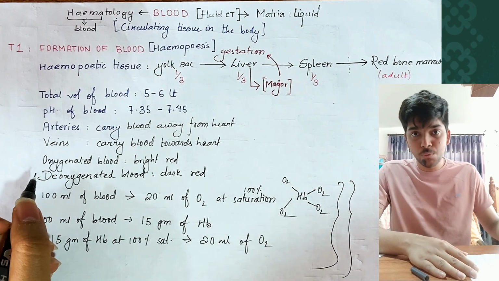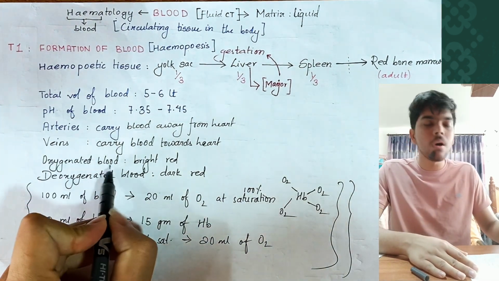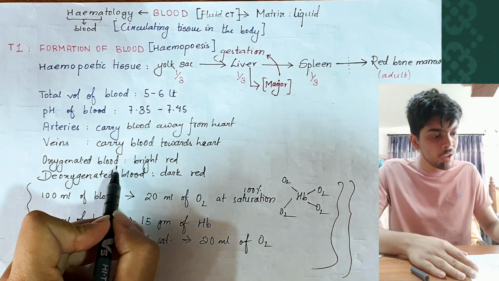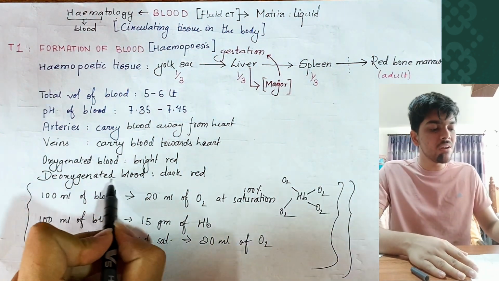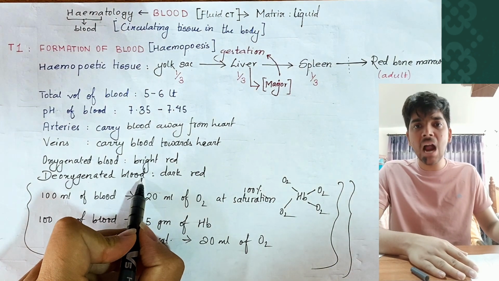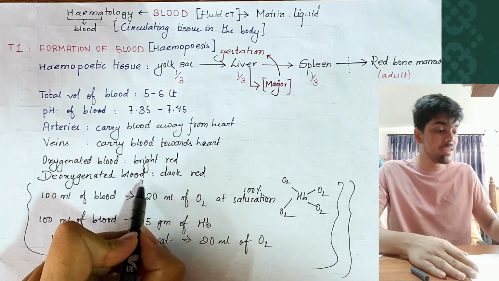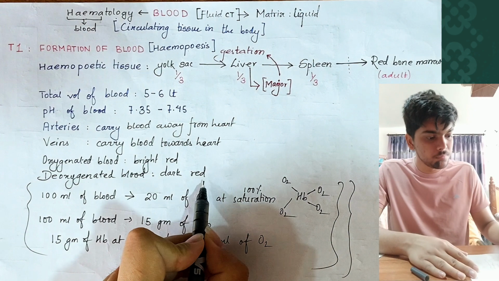Even blood is of 2 types. There's your oxygenated blood, which is rich in oxygen. So that's why it's bright red in color. And then there's your deoxygenated blood, which is scarce of oxygen. And that's why it's dark red in color.